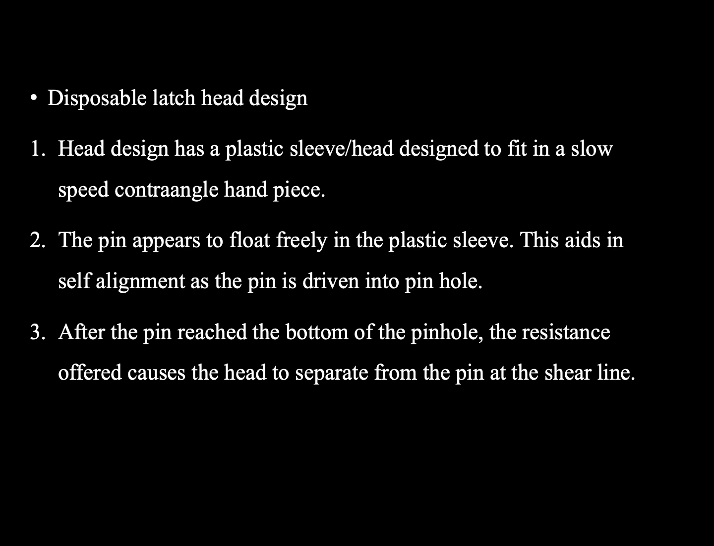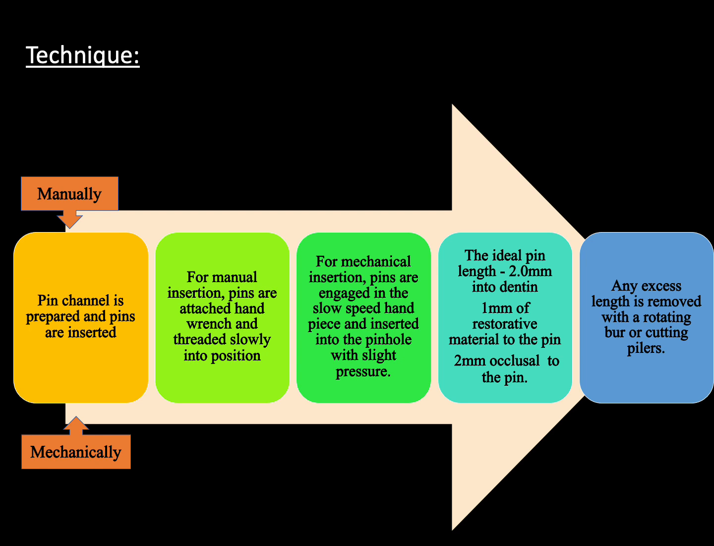The disposable latch head is nothing but it has a head which has a plastic sleeve, and it can be used in a slow speed contra-angle handpiece. The pins appear to float freely on the plastic sleeve, so once the pin hits the bottom of the pinhole, the resistance which is offered results in separation of the pin from the plastic head. The technique here is that the pin channel is prepared and the pins are inserted. For manual insertion, the pins are hand wrenched slowly till the full position. For mechanical insertion, the pins are engaged in a slow speed handpiece and inserted into the pinhole with slight pressure.